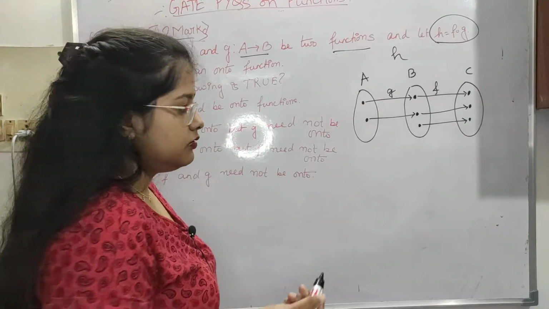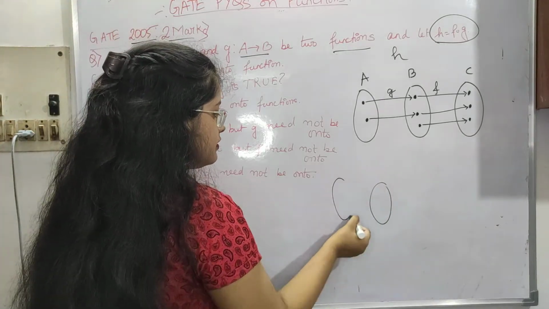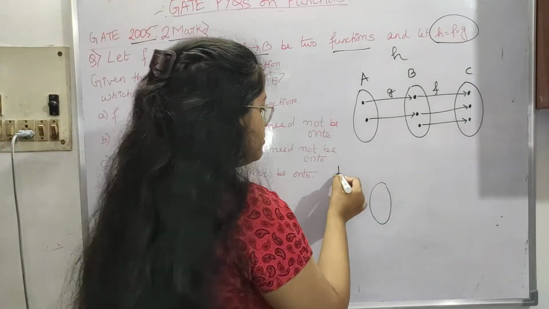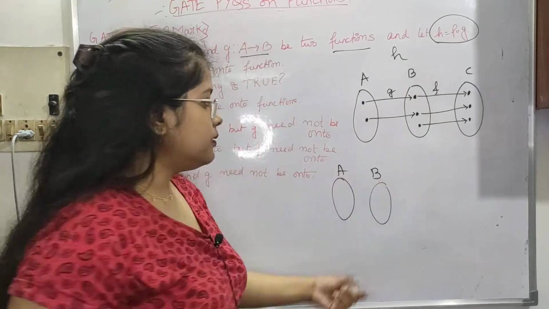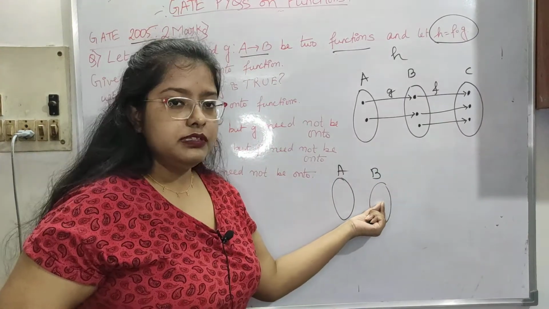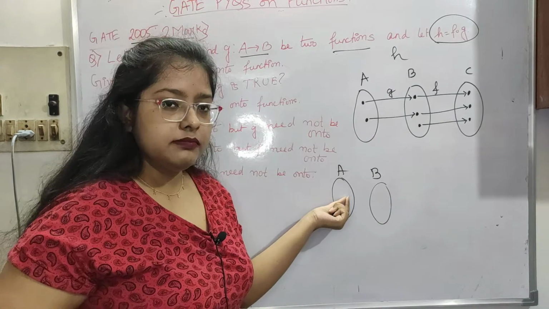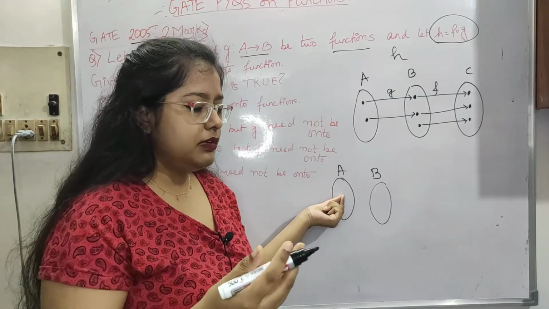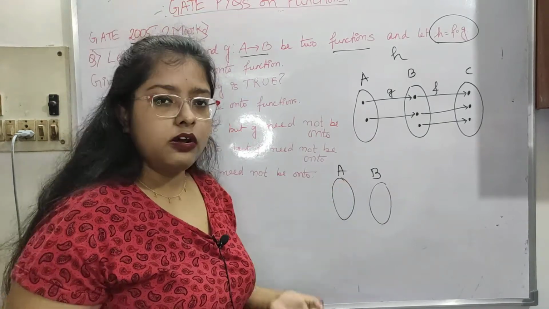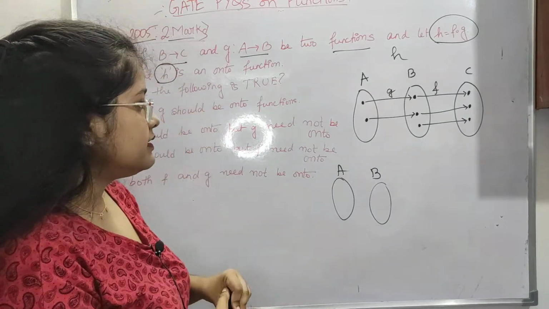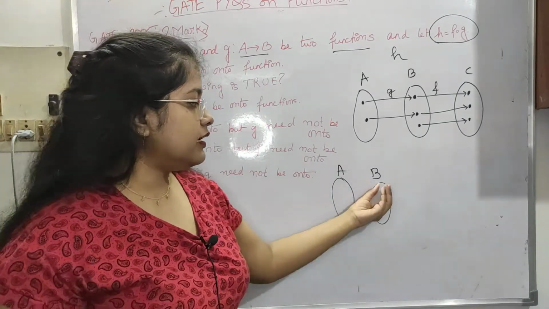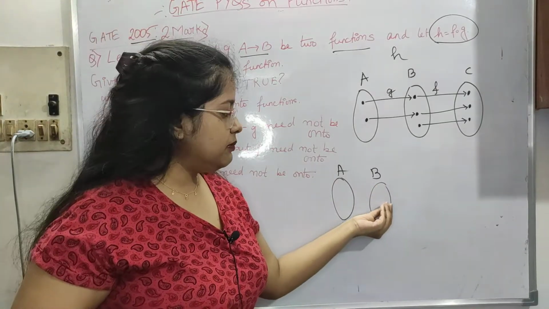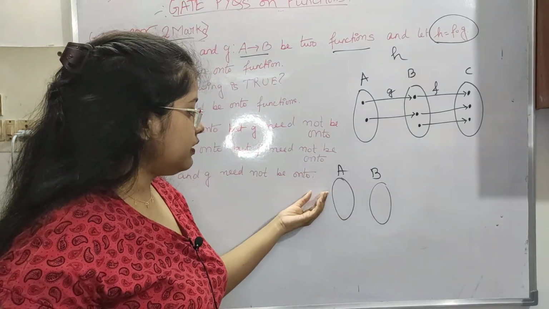So what is onto? Just simply I am recalling again. Every element of this B has to be mapped with at least one element of A. So this is basically our onto function. At least one element of A will be mapped to each element here. Okay, one second.